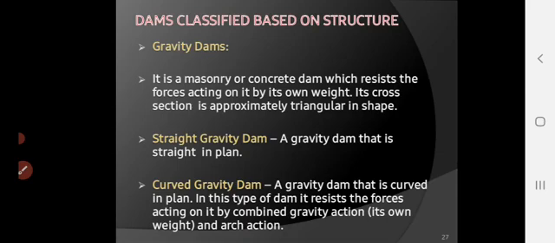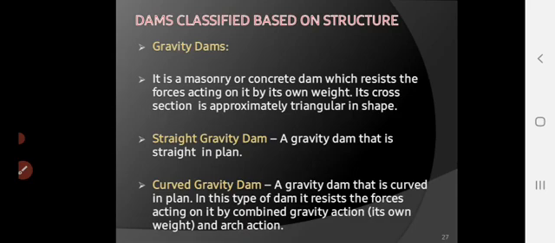Next and the most important dam is the gravity dam. In which category? Structure category. It is a masonry or concrete dam which resists the forces acting on it by its own weight. Why is it called gravity? Because all the forces acting on the dam are resisted by its own weight. That's why it is known as a gravity dam, and it is made up of concrete. Its cross section is approximately triangular in shape.